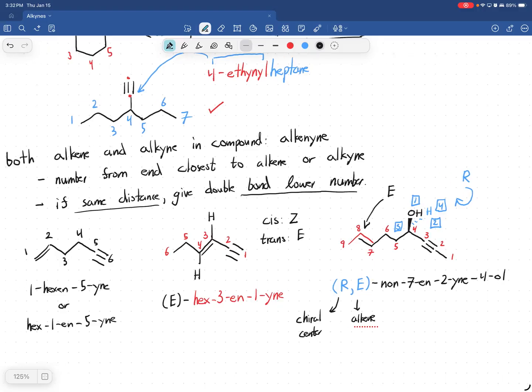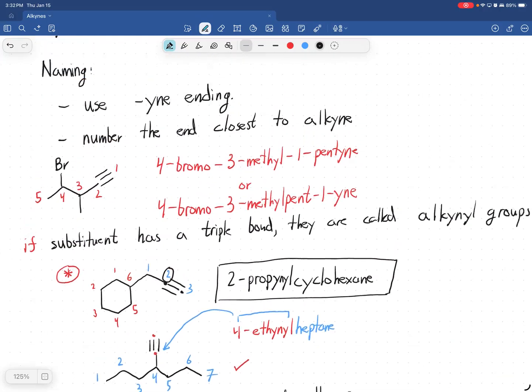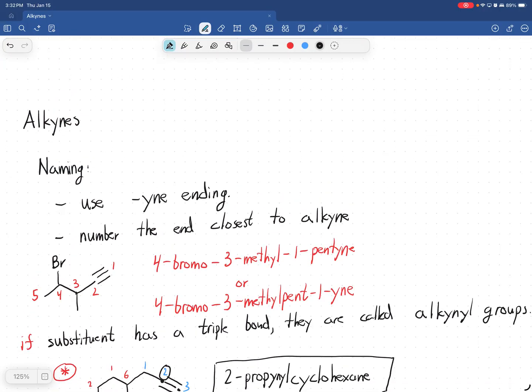Okay, are there any questions about nomenclature? So this is the basics of nomenclature. Realistically, what I expect you to do on the quiz is not this stuff, but this. Use the normal ending, okay, right here. If you could do that, you're fine.